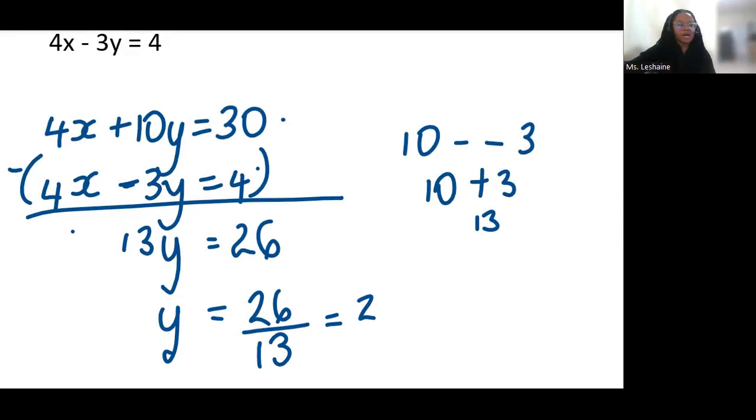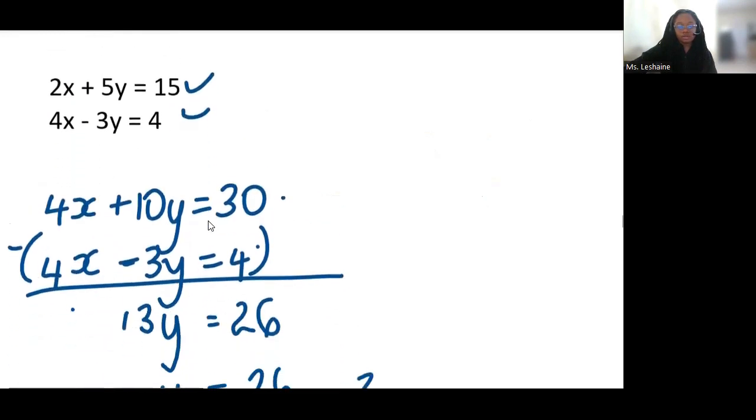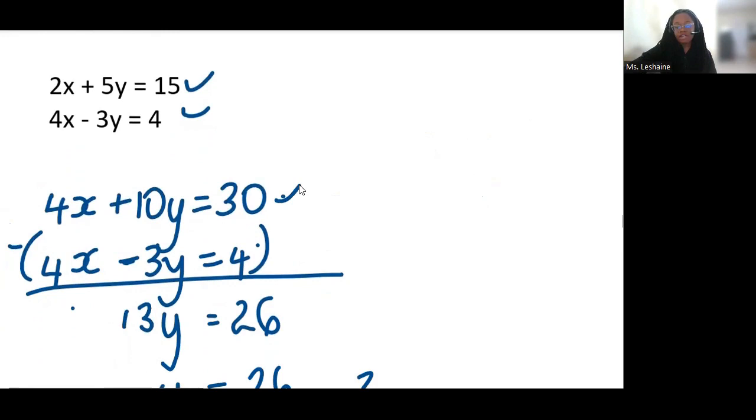Now I know that y is 2, but what is x? Let's figure it out. I can choose any one of the equations that I have. I could choose this one, or even this new one that I have, because it's just a multiple of the previous one.